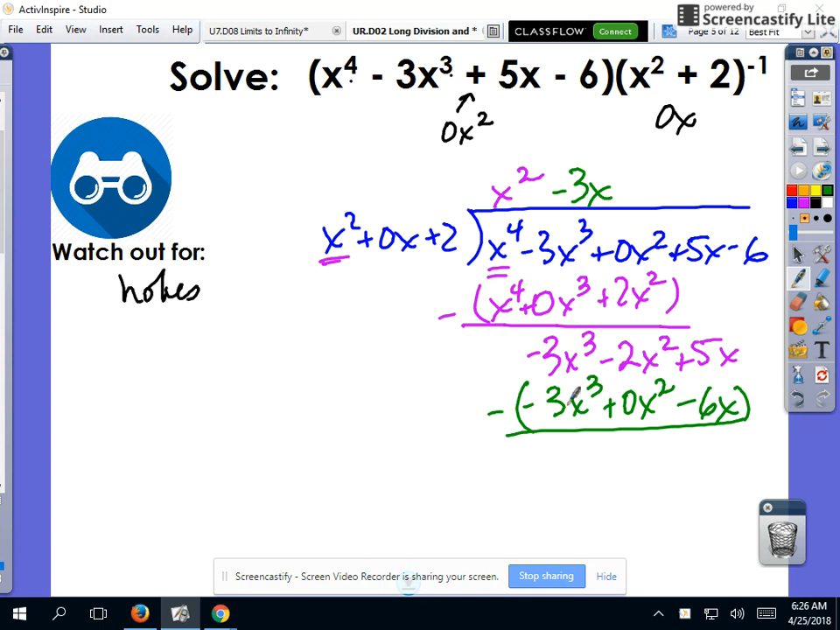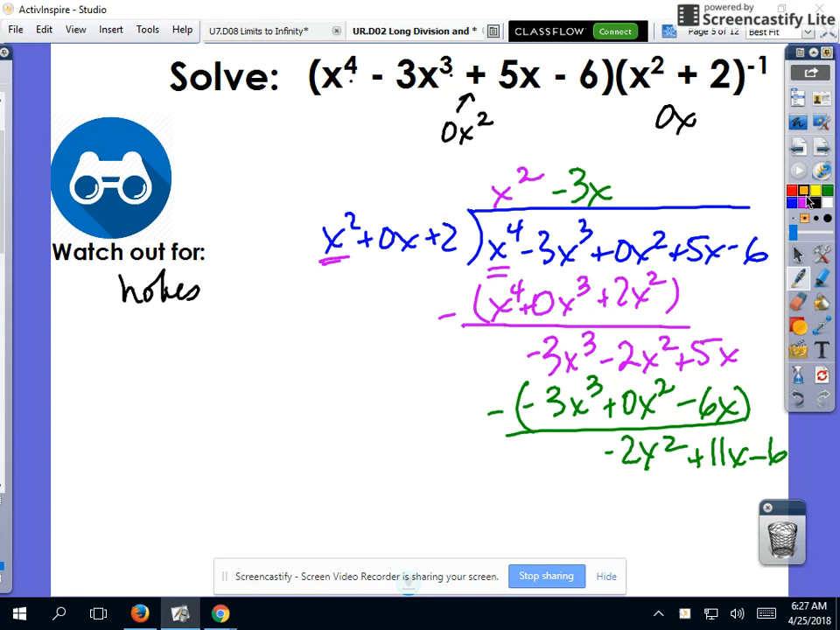If I subtract down, the first term does cancel. The second term is negative 2x squared. The third term is plus 11x. And then I need to bring down this next one. Did I mess up? I think I'm good. Okay, so if I bring down that, I get minus 6.